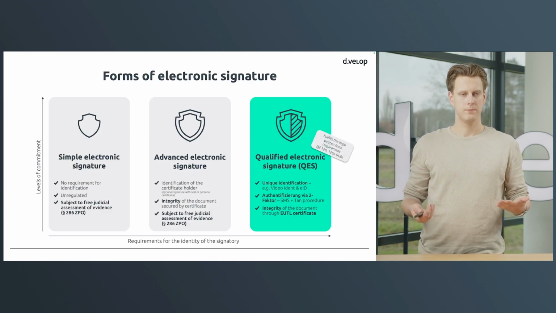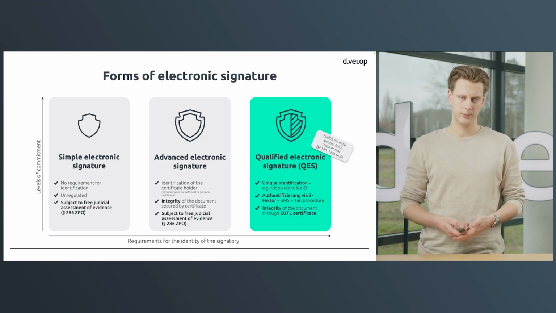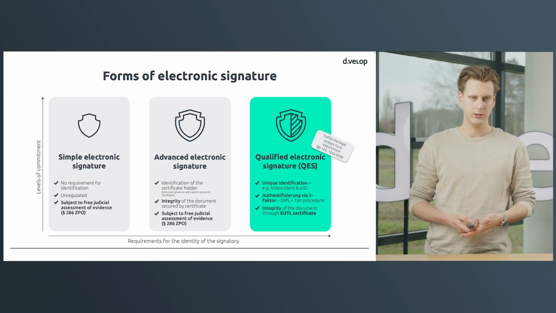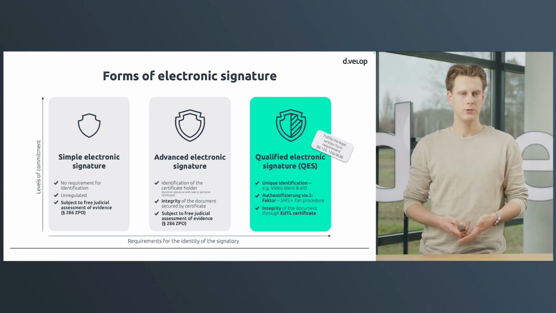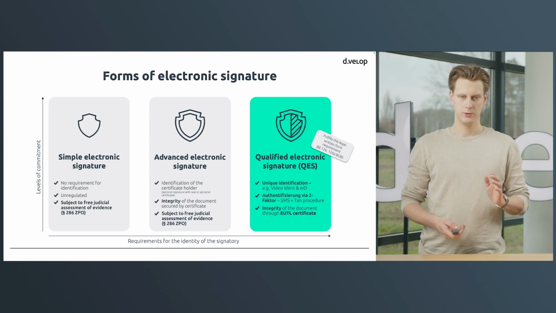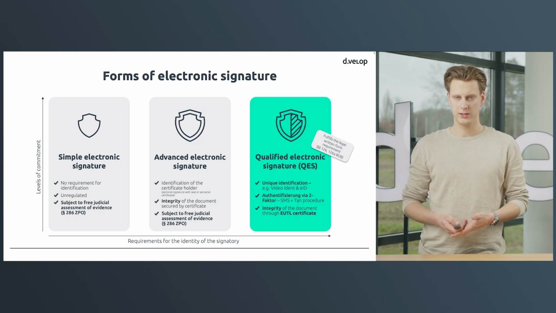What that means, for example, is that there are different types of signatures. The eIDAS regulation defines three different types of signatures: the simple, advanced, and qualified signature. I don't want to go into detail about this at this point. What you need to know is that you can easily implement all three types of signatures with d.velop Sign. That means with d.velop Sign you have no obstacles in terms of legal security.